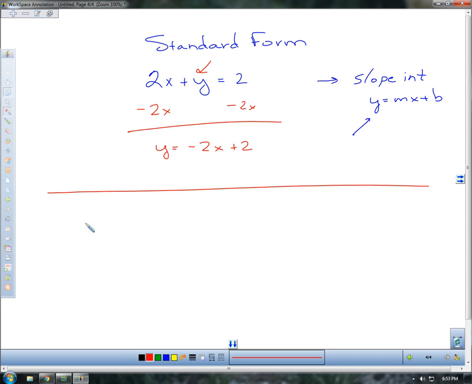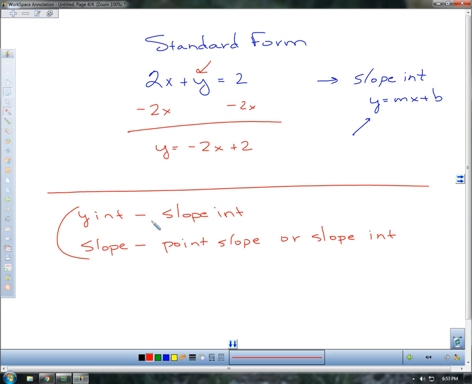And I want to add one more quick little note. If you're looking for y-intercept, slope-intercept should be your best form, right? If you're looking for slope, either point-slope or slope-intercept form will get that to you pretty quickly. If you're looking for anything else, it's kind of all of them. But these two, we'll find these two things very quickly. Okay? That should be all that we need today.